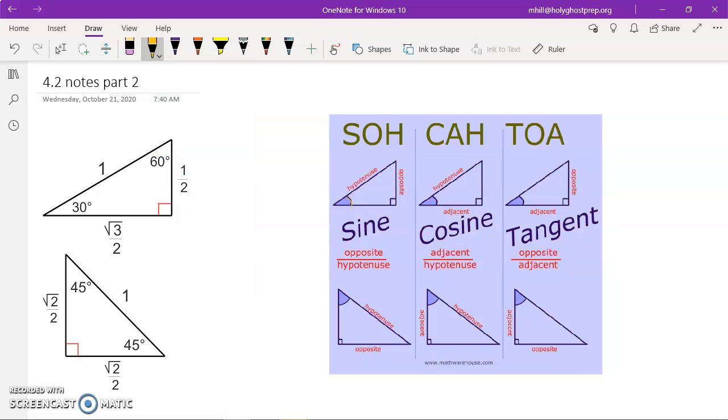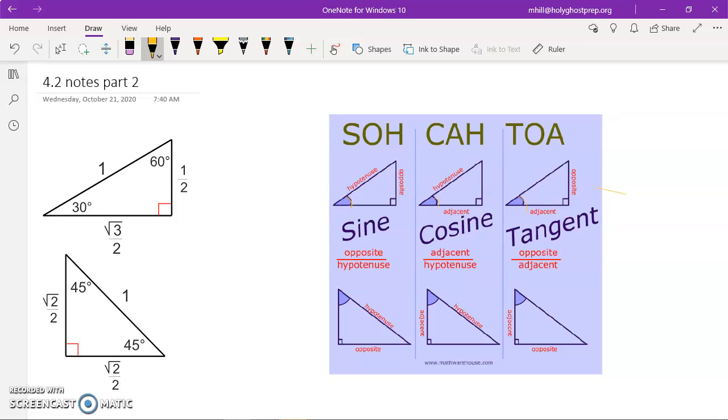this angle, the sine of that angle is the opposite over hypotenuse. Cosine is adjacent over hypotenuse, and tangent is opposite over adjacent. Notice the adjacent side is the side that connects the angle to the right angle. So it's the side length between the angle and the right angle.